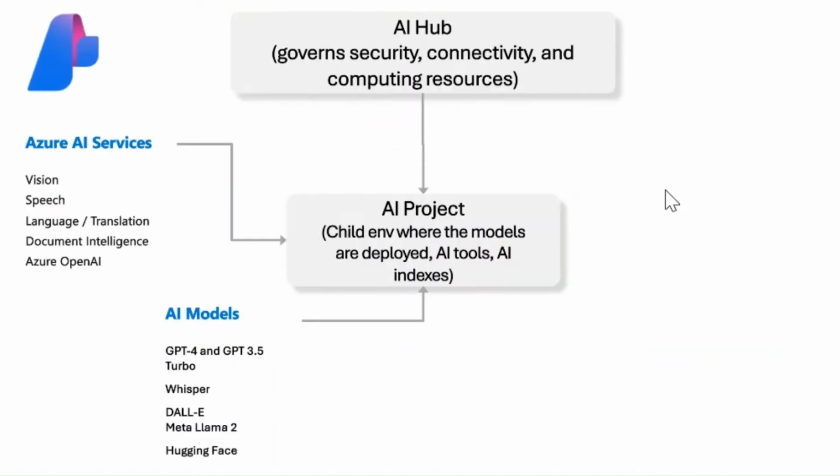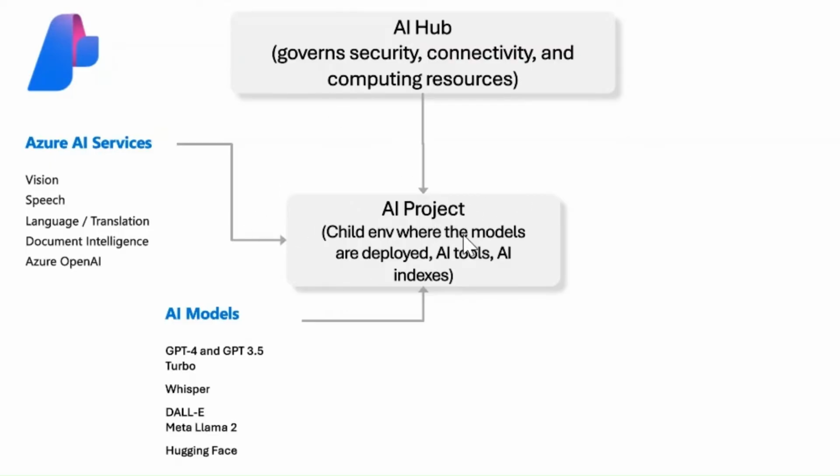To better understand Azure AI Foundry, let's break down its structure. At the top level, we have the AI Hub. This governs security, connectivity, and computing resources. Think of it like a master control center. Under the hub, we can create AI projects. This is where the models live, tools are deployed, and indexes are created. This separation ensures projects are isolated and managed well.